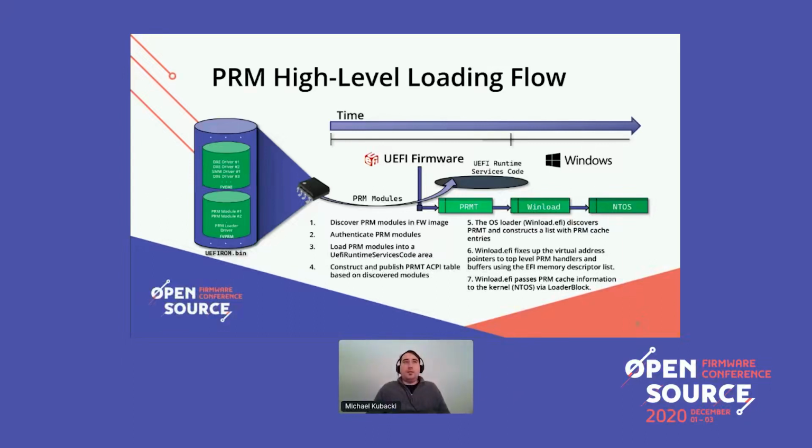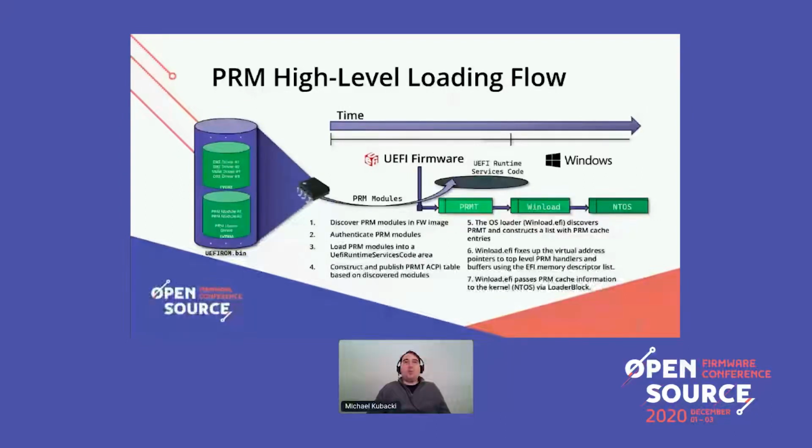Over on the right, the first step is that the firmware needs to discover the PRM modules in the image. It does that just how it discovers the DXE and SMM drivers. It then authenticates the PRM modules, just as it does the DXE and SMM drivers, as they're loaded in memory. So the authentication is similar there. Number three, it loads the PRM modules into a runtime services code area. Runtime services code is important because that is a memory type that's expected by the operating system for code that will be executed at OS runtime. This is the same memory type that we put the UEFI runtime services in today.